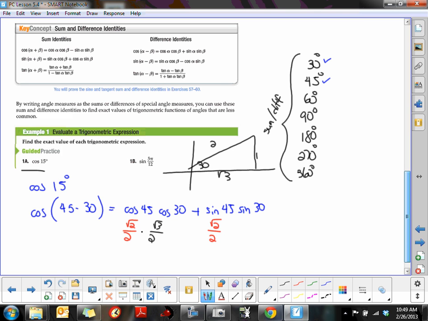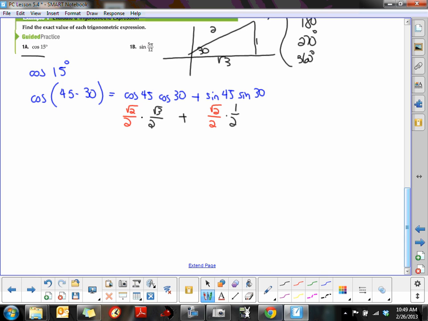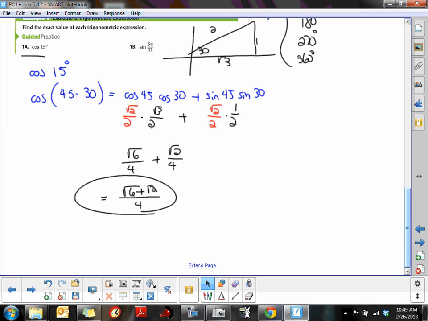So you multiply those together, and add it to the sine of 30, which is 1 over 2, and multiply those two together. We do a little simplification here. We've got the square root of 6 over 4 plus the square root of 2 over 4. So it's the square root of 6 plus the square root of 2, over 4. Now this is the exact trig value for the cosine of a 15-degree angle.